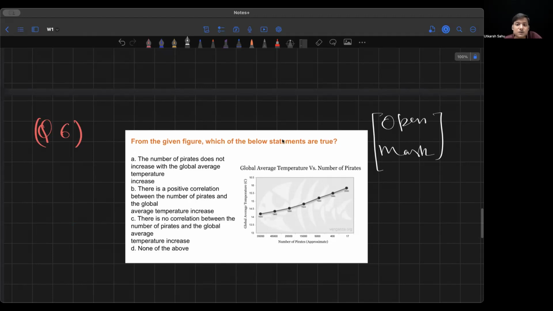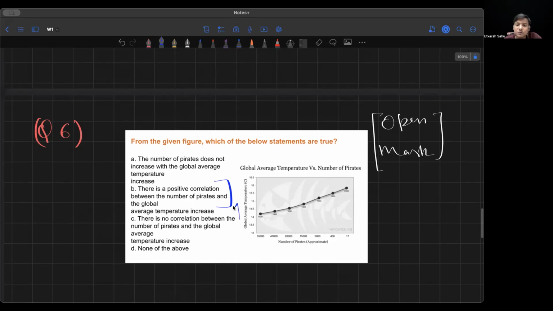From the given figure, which of the following statements are true? The number of pirates does not increase with the global average temperature increase. There is a positive correlation between number of pirates and global average temperature increase. There is no correlation between number of pirates and global average temperature increase. None of the above. In general, everyone was selecting the positive correlation option.